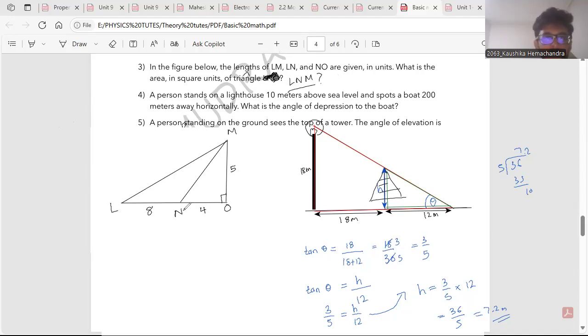So lengths of LN, NO and OM. So you have to find the area of this triangle. This is given as 90 degrees, and these lengths are given 8, 4 and 5.